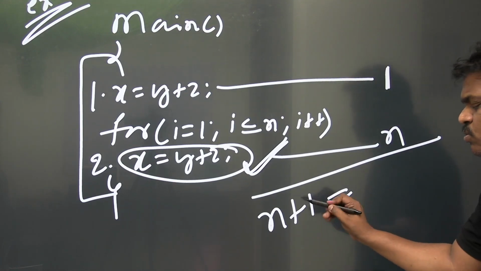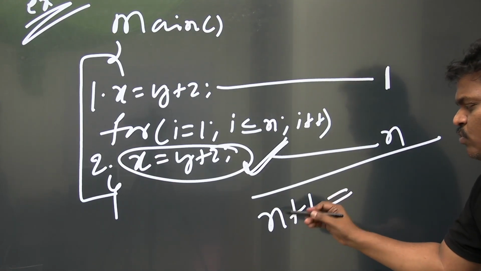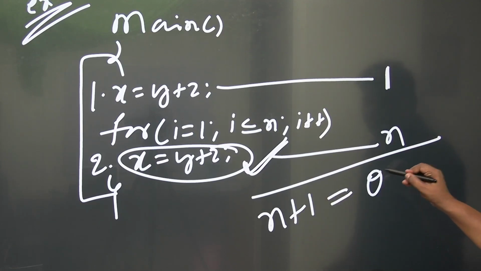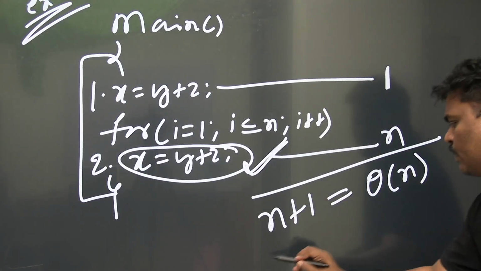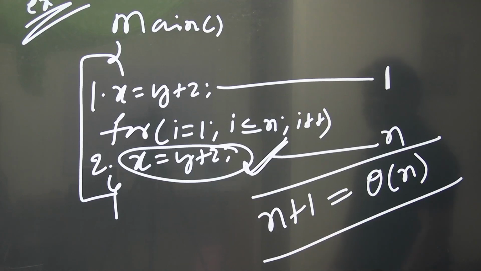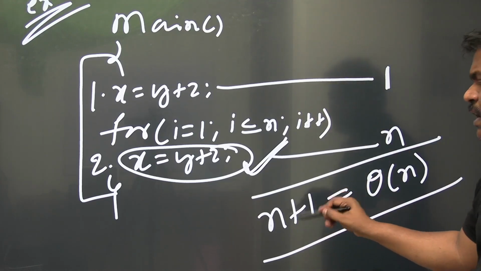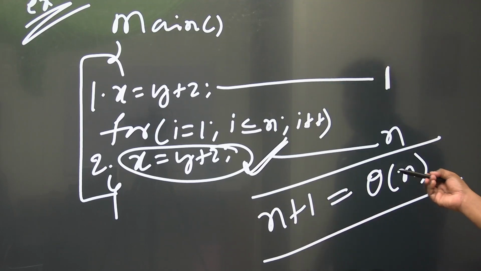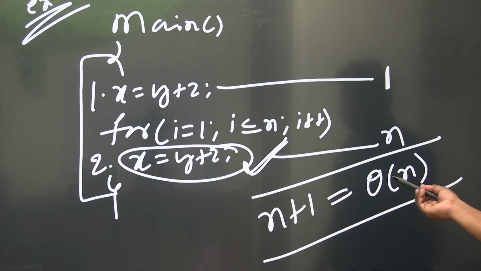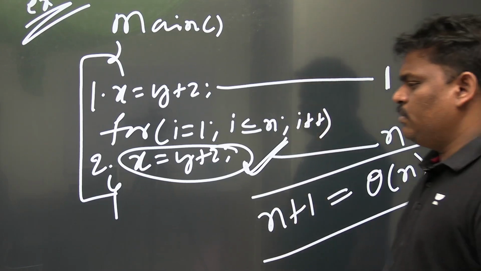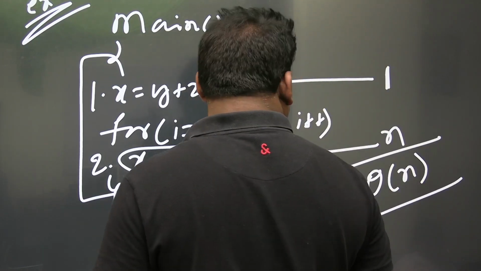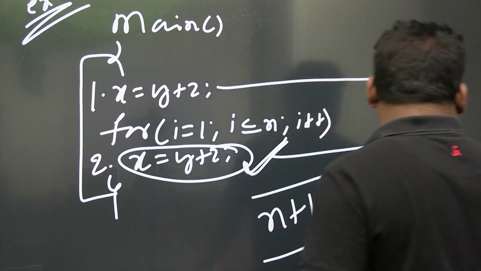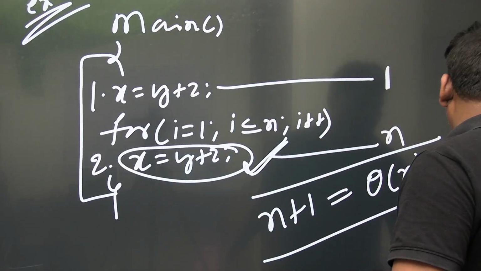Forget about small values. The bigger function is n, so this can be written as theta of n. So the total is n plus 1. Forget about the small thing. If you want, you can write big O of n also. You can write omega of n also. Please be careful. Let's see one more problem.